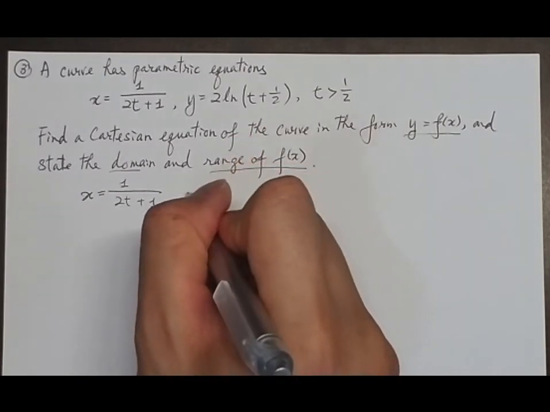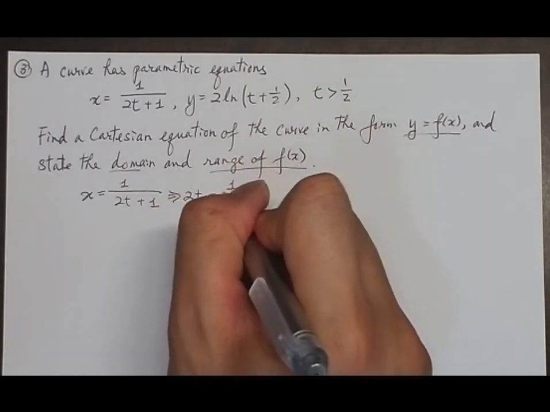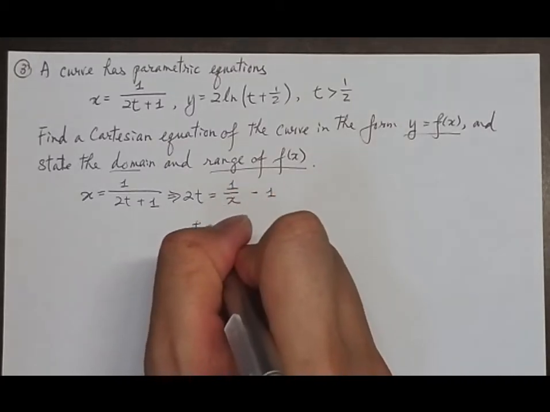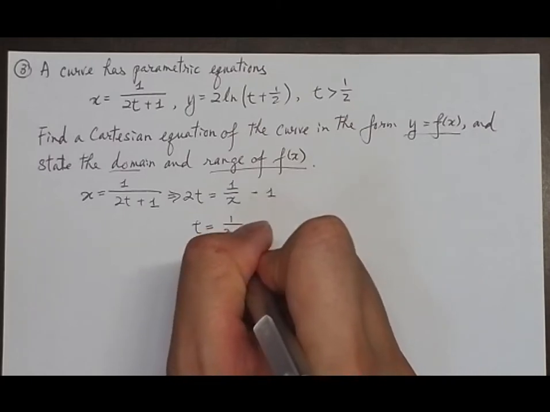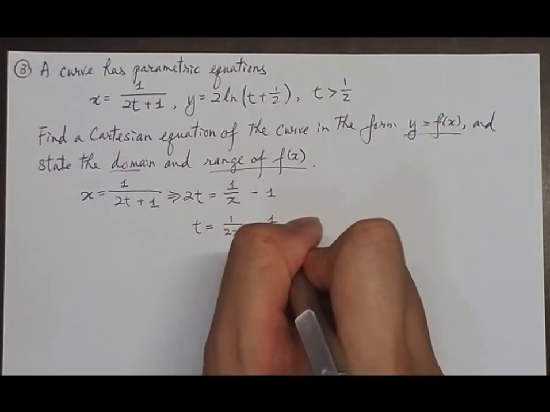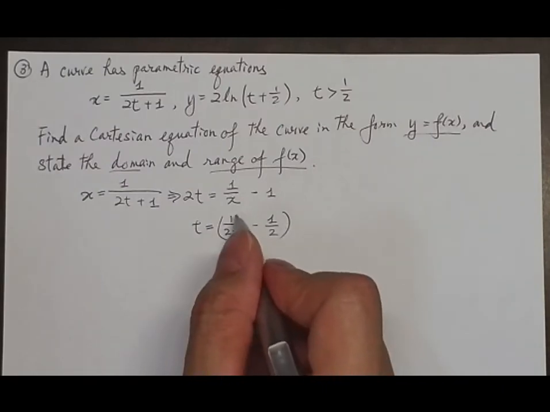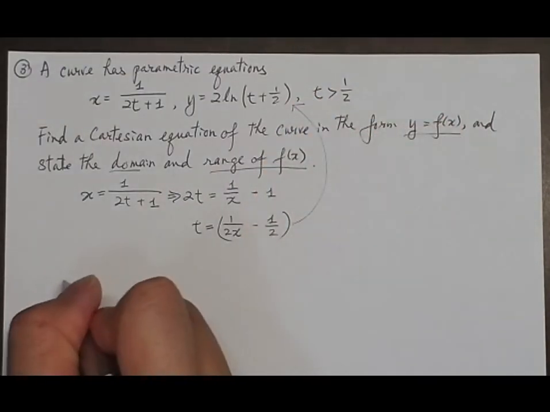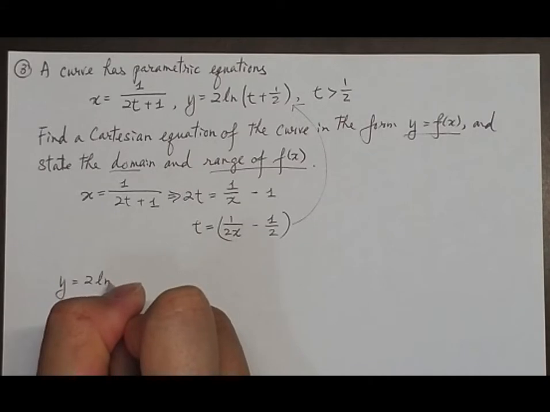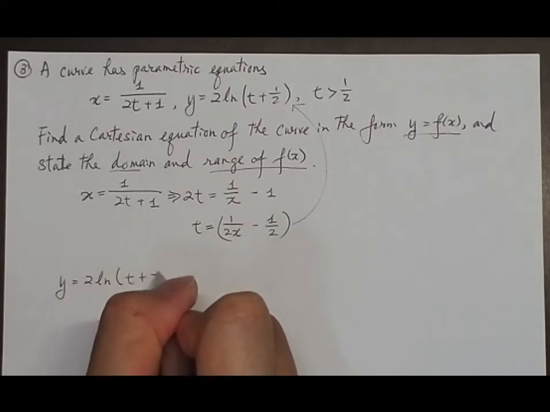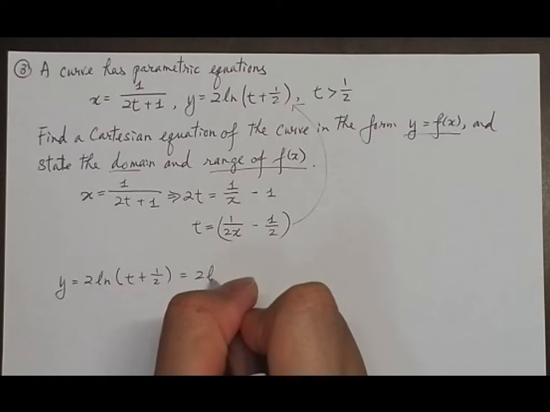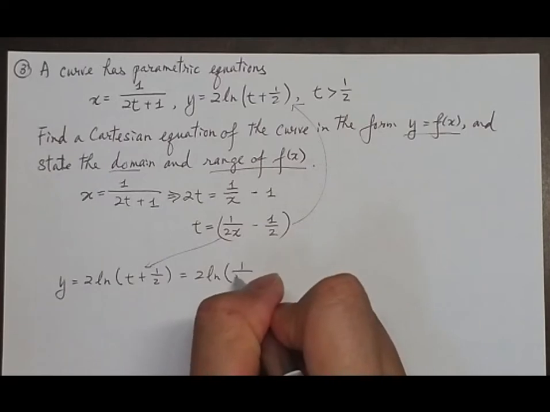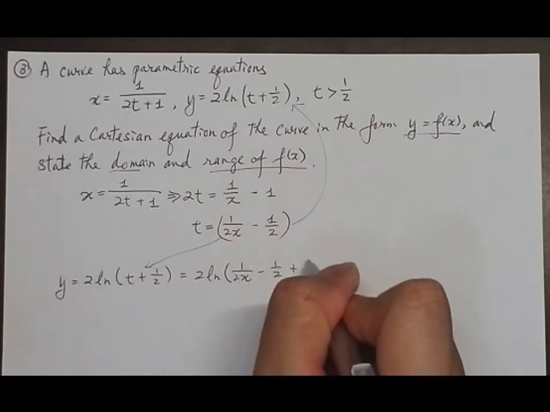So 2t is equal to 1 over x minus 1. And t is equal to 1 over 2x minus half. We substitute t equal to 1 over 2x minus half into the y equation. So we have y is equal to 2 log t plus half, and t substituted in here, we got 1 over 2x minus half plus half.